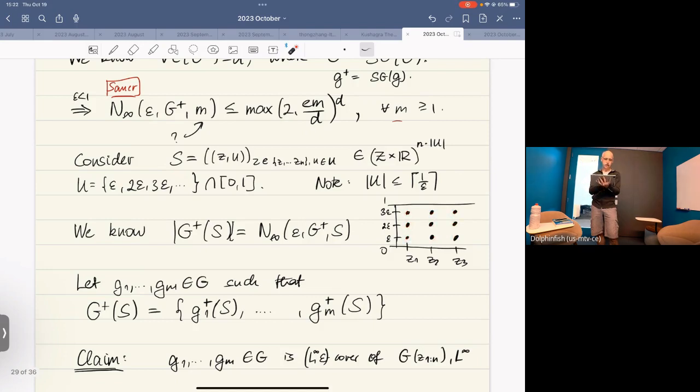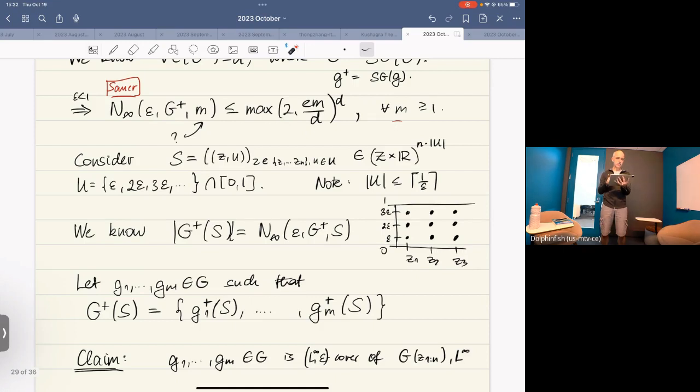And U was just this set. U has 3 elements in this case. It's like the grid on the y-axis. That's my U, so the cardinality of U is at most 1 over epsilon. So I don't have too many points there. Altogether, the cardinality of this set S is how many points we had here times how many points we have there, right?